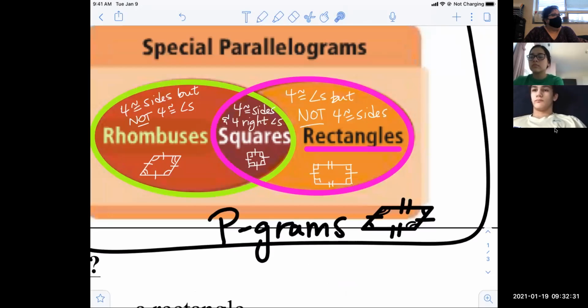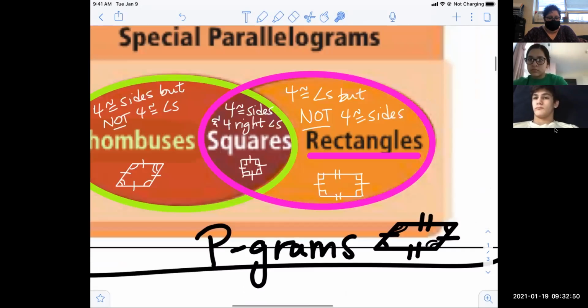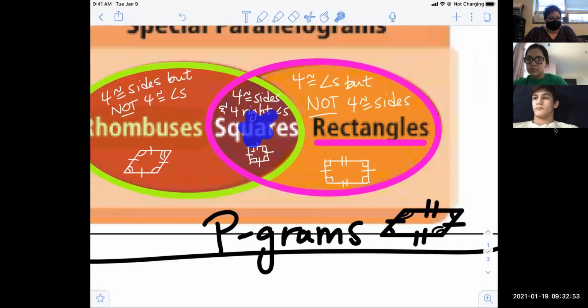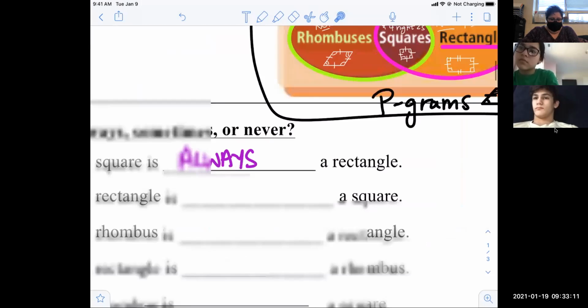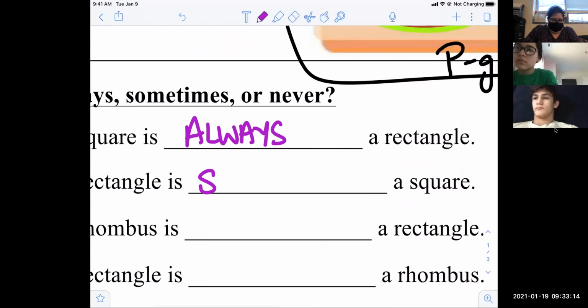If you're a rectangle, are you always, sometimes, or never a square? I need to hear from some people who haven't talked to me. It could be, right? If it's in the pink region, if it's a rectangle, it might be a square, but it might also be a non-square rectangle. The ones in here are squares. The ones out here are the rectangles that have 4 right angles but don't have 4 congruent sides. So that's sometimes. Since there are 2 options there, that's a sometimes.